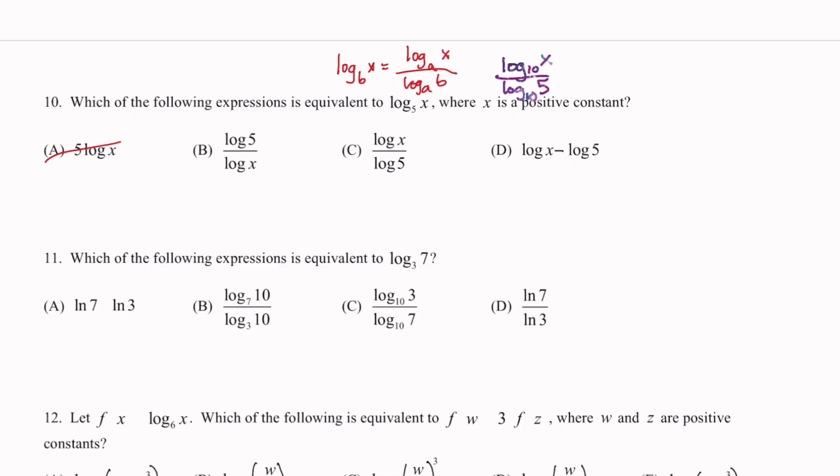So we need to look for an expression that looks like that. It's not A. B is close, but 5 and X are switched, so that's wrong. Looks like it's C, and D is subtracting, so that's wrong. So our answer is C.